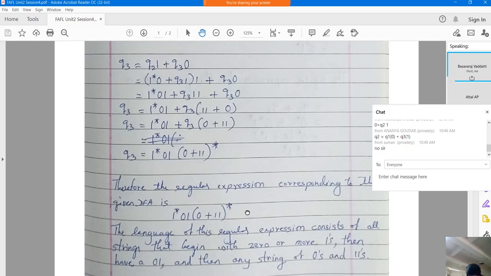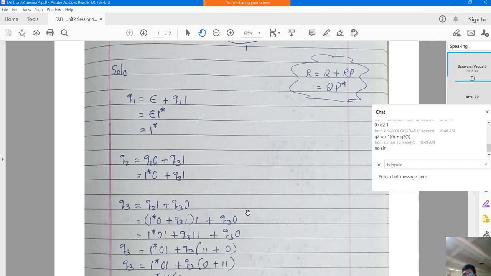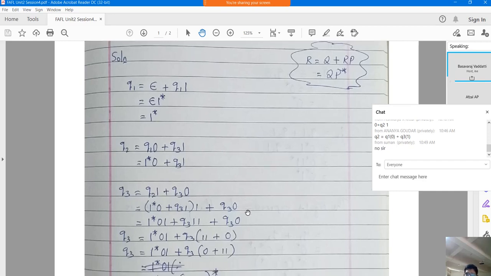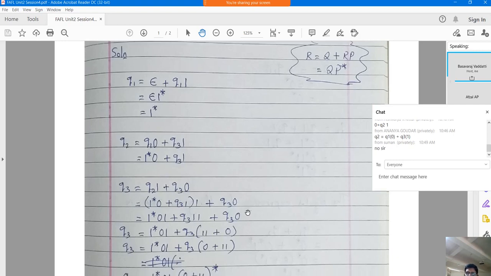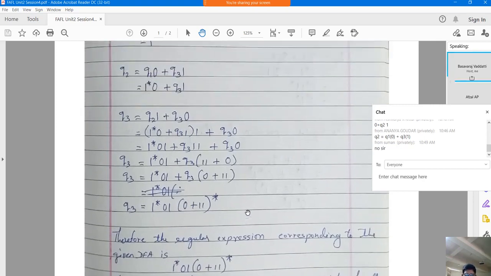Any doubts here, please? In this particular case, do we have any doubts? The most important point here is you have to apply this formula, R equals Q plus RP, which is replaced by R equals QP star. That is applied here. Any doubts at this point? How we got this, is it clear?